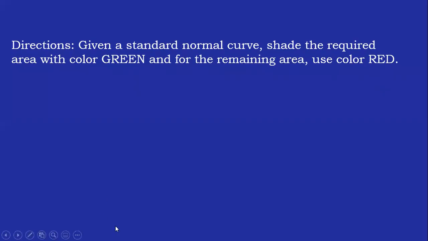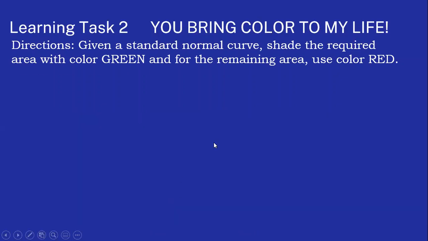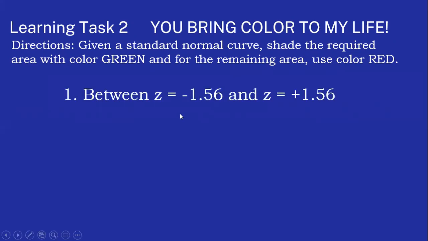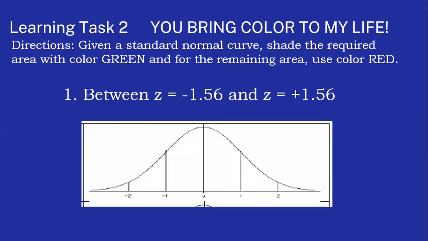So I have here your learning task number 2, in which you must color or shade the required region green, and the remaining area red. Let's have number 1: if your z value is between negative 1.56 and positive 1.56, which will be the green part and which one should be the red part? I have here the normal curve. The first thing that you must do is to locate where the negative 1.56 and the positive 1.56 are.